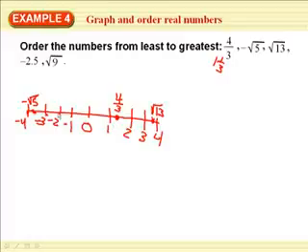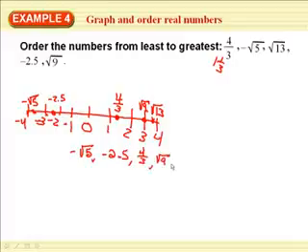So a negative 2.5 is about right there. And the square root of 9 is 3, so it would be right there. So by placing these on a number line, we put them in order. That's first, that's next, 4/3, square root of 9, square root of 13.